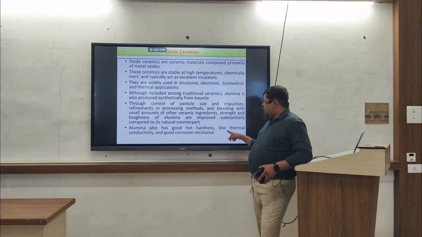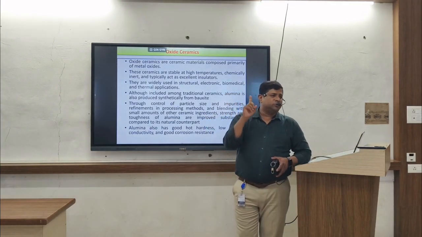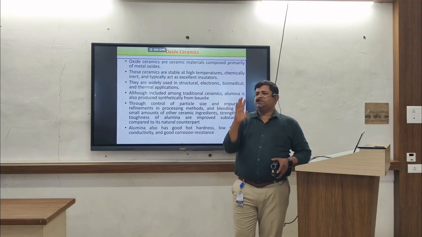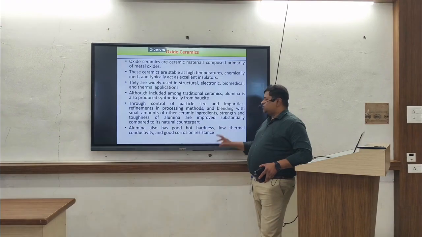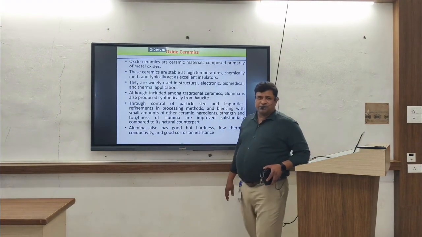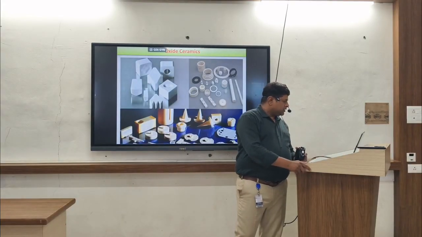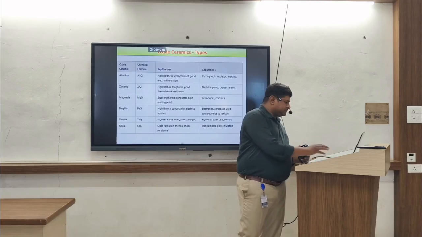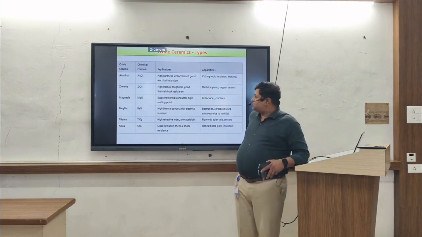Alumina also has good hot hardness. Hot hardness means at high operating temperature, hardness is not going to be reduced. The material will maintain the hardness even though the operating temperature is high. So that is hot hardness, low thermal conductivity and good corrosion resistance. So these are some sort of properties of oxide ceramics you can call it as. Here are some images of the oxide ceramics. I am not going in detail with that. And here are some types of oxide ceramics.